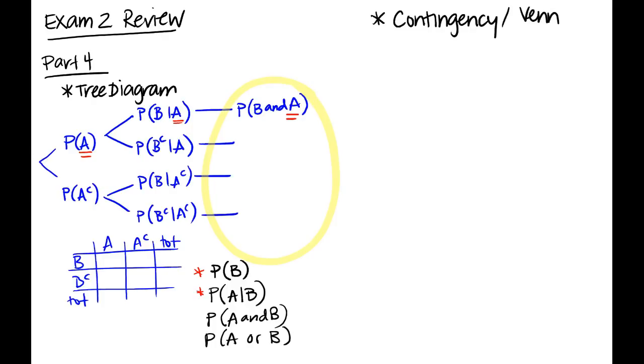Contingency table and Venn diagrams. As you look through the old exams, again, pay attention. I do this question all the time. Usually what will happen is you'll translate everything. You'll have the probability of one thing, the probability of the other thing, and then I'll give you one of the and probabilities.